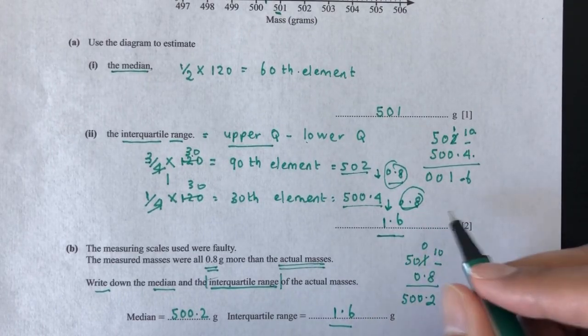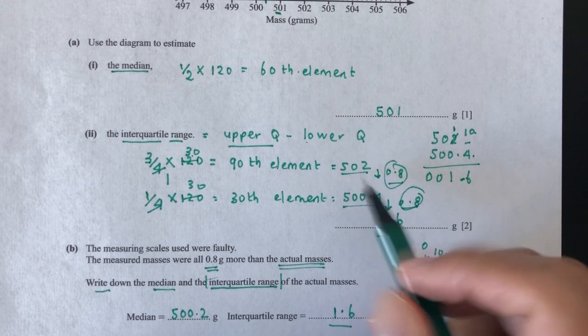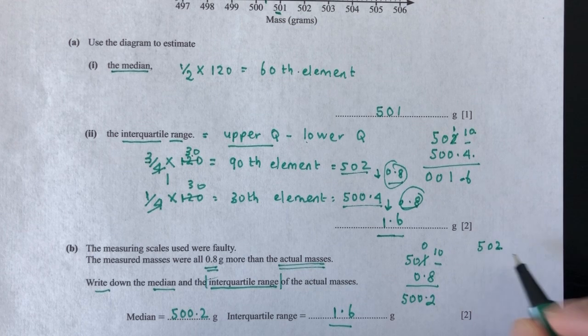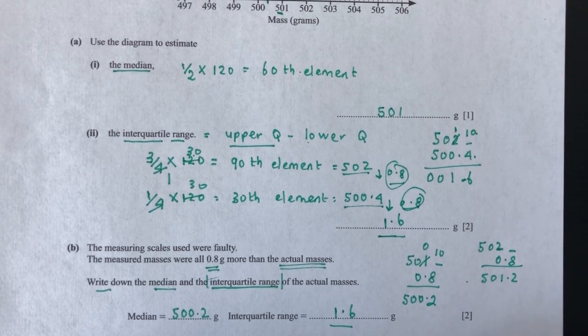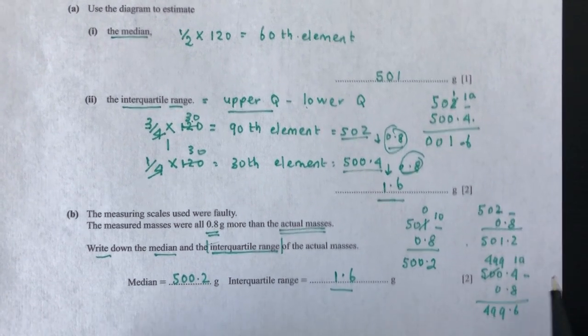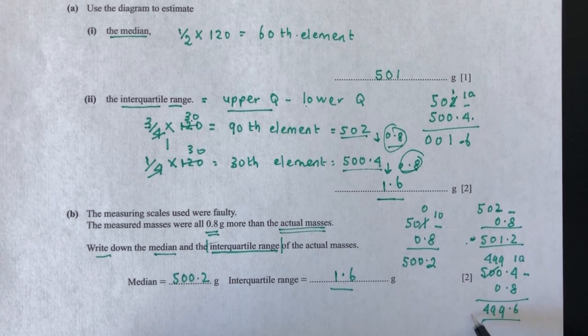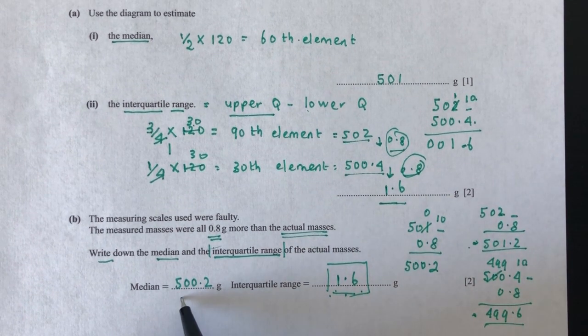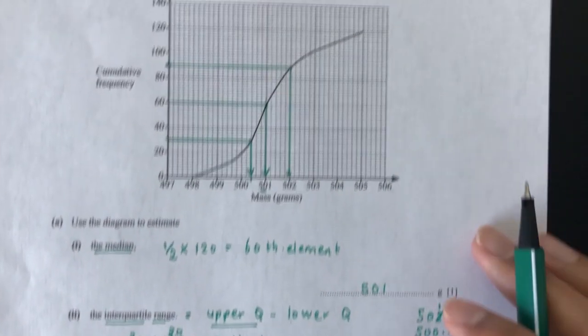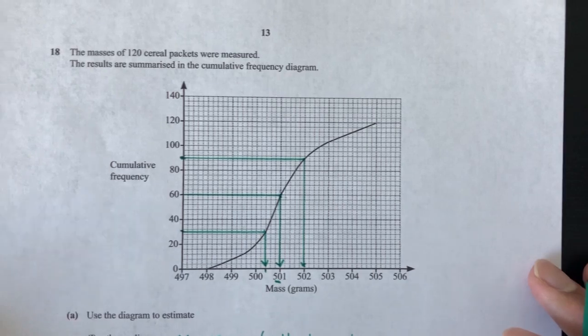But of course, you can always do it manually. You can try that. So let's find the new upper quartile. So we take 502, and then we have to minus 0.8. We will have 501.2. So that's the upper quartile. And let's find the lower quartile. We'll have to take 500.4 minus 0.8. So we will have 499.106. So that will be the new lower quartile minus the upper quartile. The difference between those two will be the same. So your answer for this range will be 1.6, which will be the same as before. And then for this one, it will change to 500.2 grams. Okay, that's it for question number 18, which is finding the median and the lower quartiles.